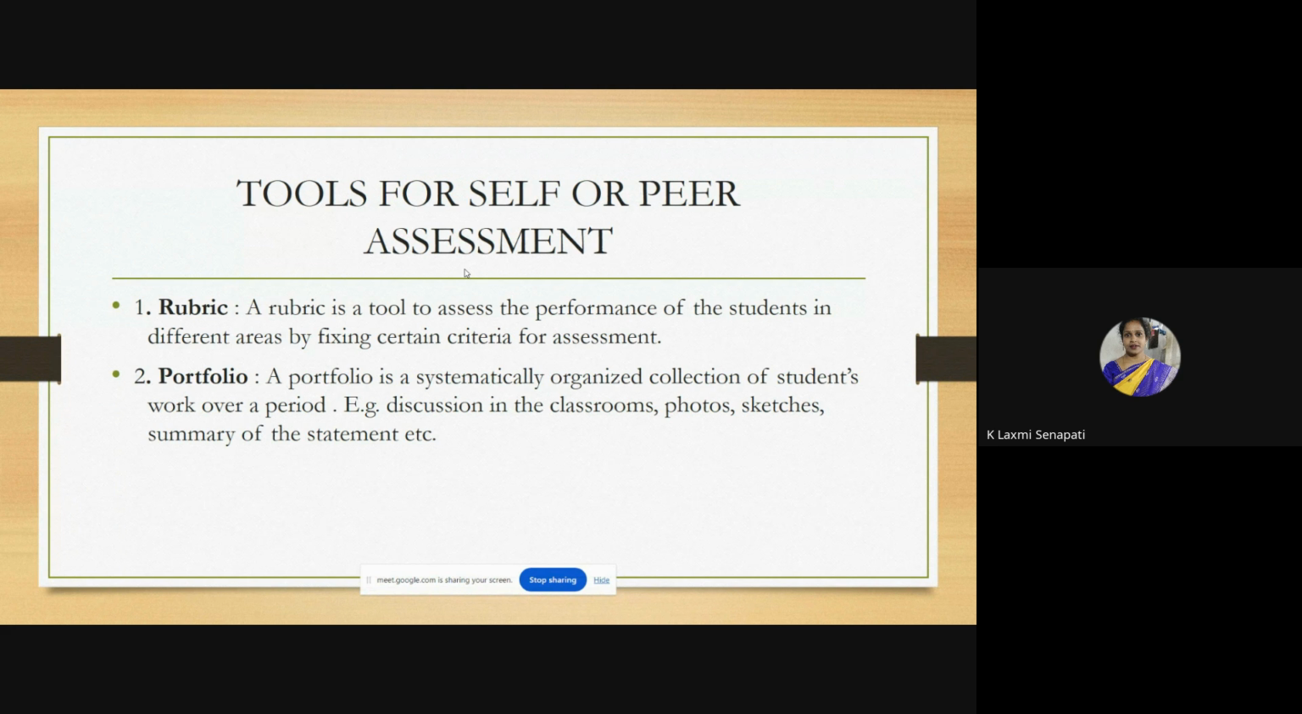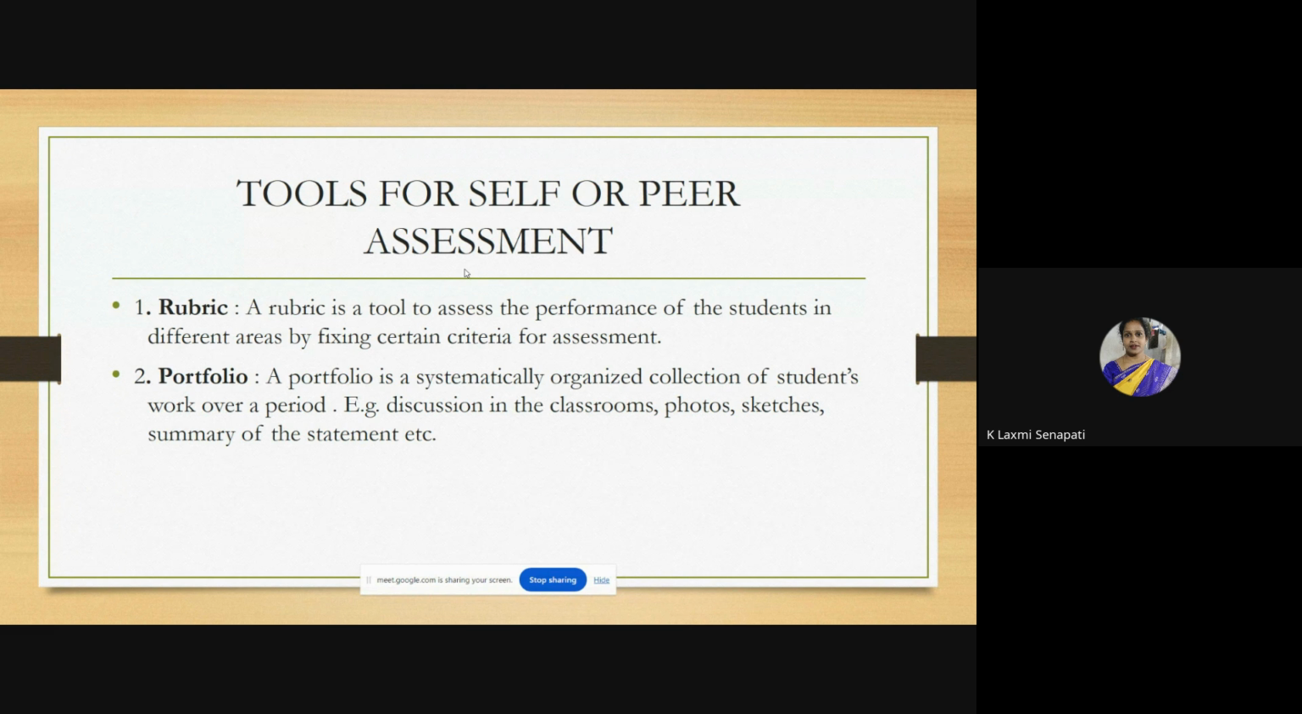Suppose you are going to conduct one exam, or a test, for that also we have to prepare some tools, some question paper, then we can assess the students. Here the question papers will come under the tools. So we will see what are the tools here.